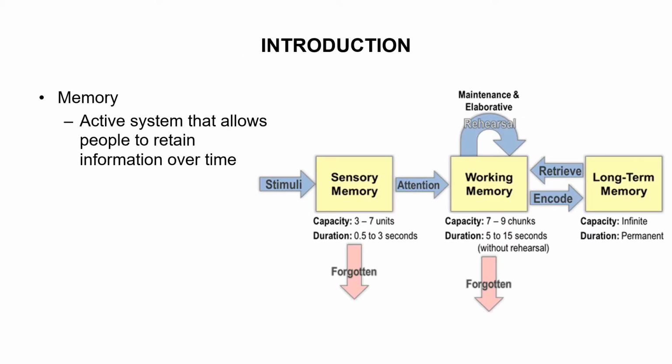So first we have to define memory. So what is memory? Memory should be pretty simple to think about. It should be something that most of you know, or all of you should know, but let's put a definition to it. So memory is an active system that allows people to retain information over time.